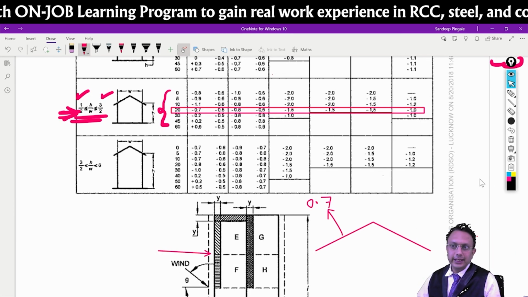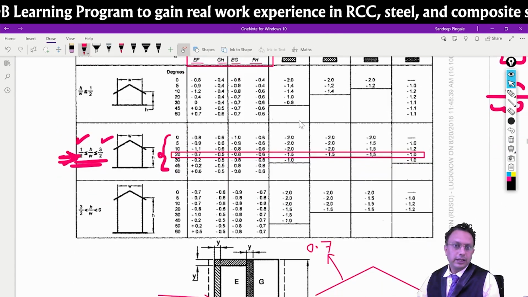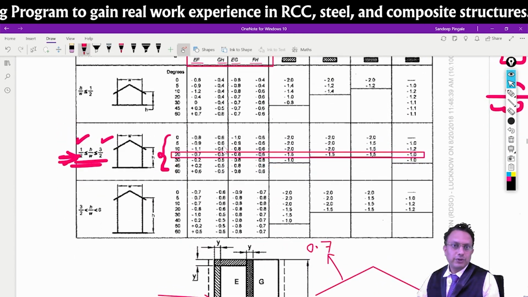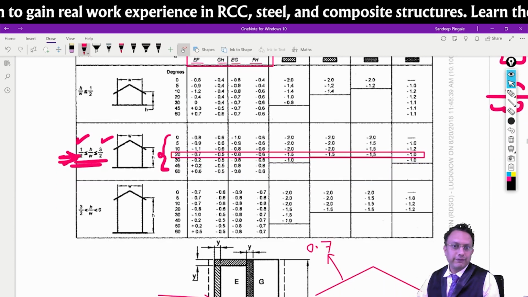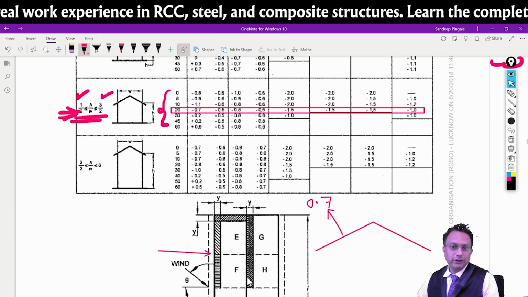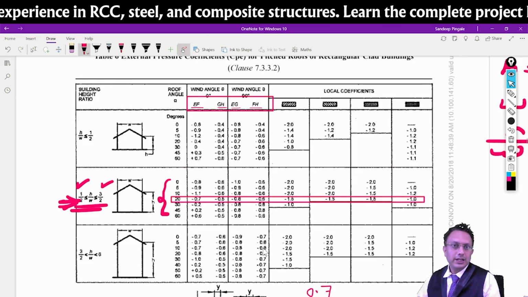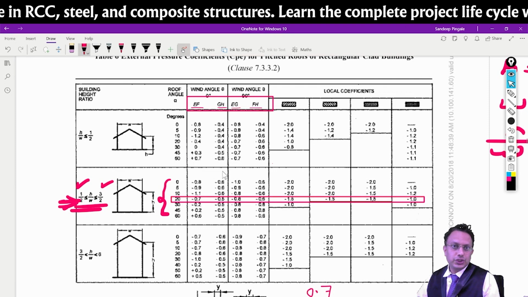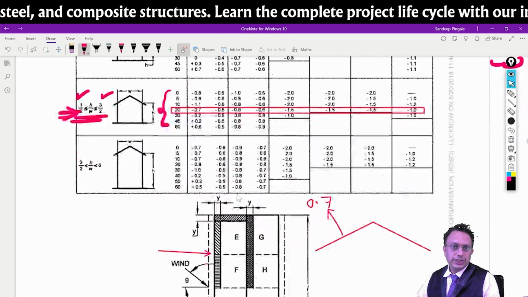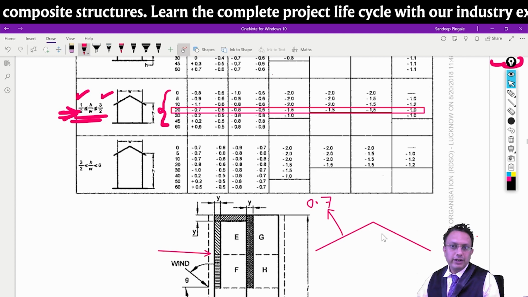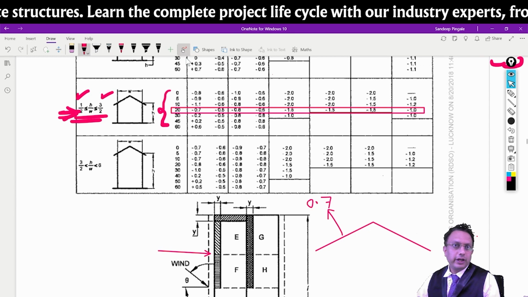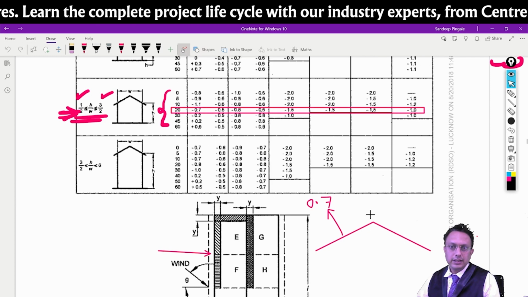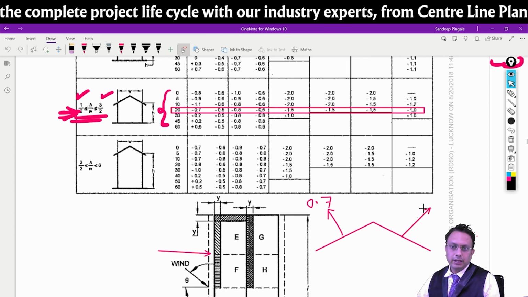This is E and F. So all these forces are coming EF. On this actually this is the case. Now GH. So GH is coming how much? 0.5. Is it towards the body or away from the body? Away from the body.